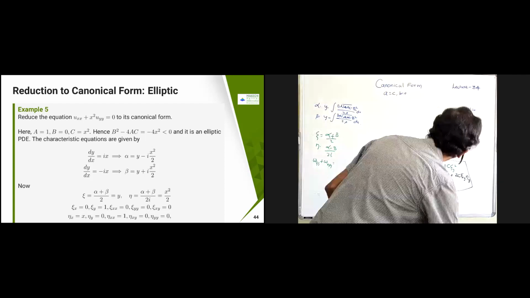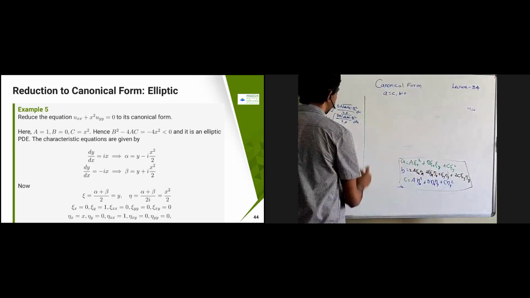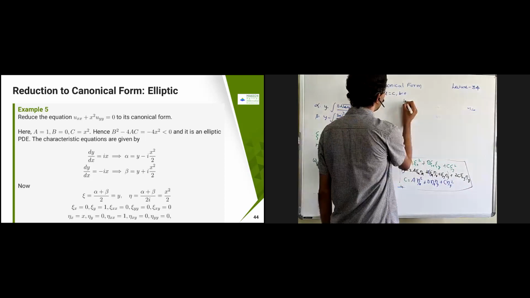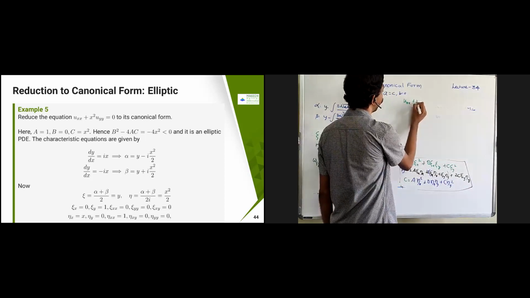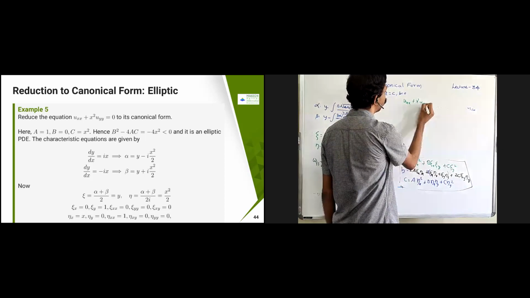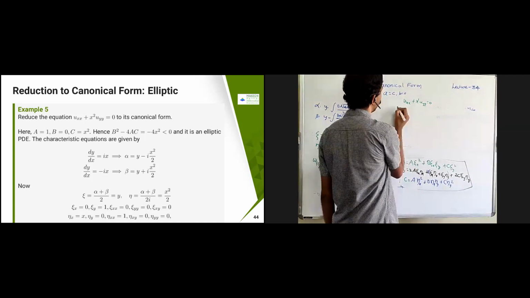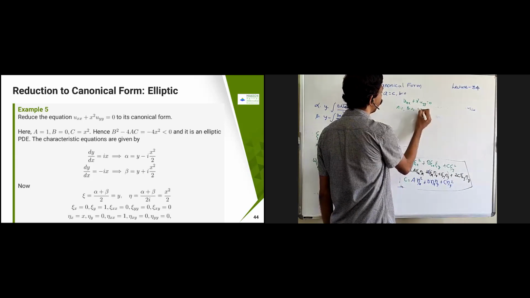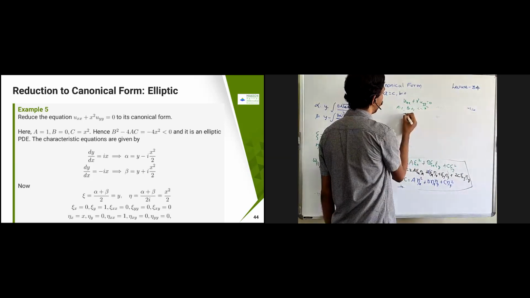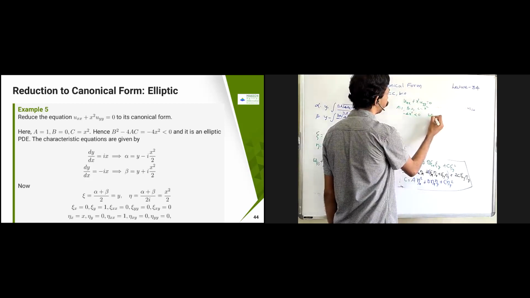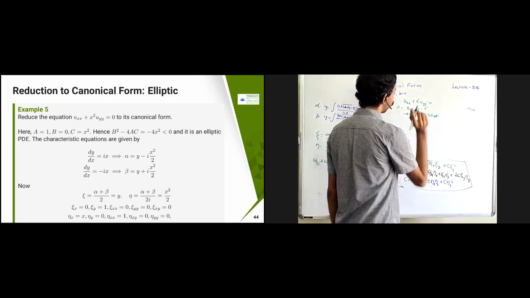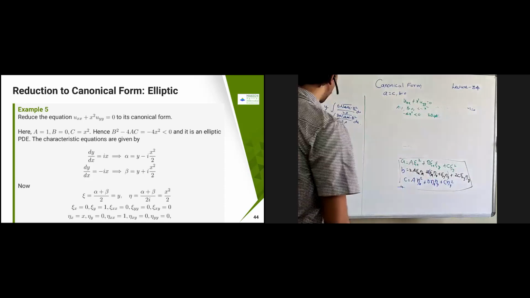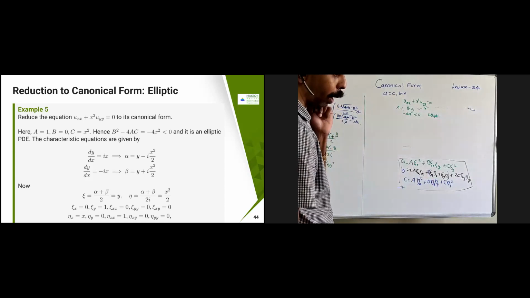Okay. So here I have a problem. u xx plus x squared u yy equal to 0. So here my a is 1, b is 0, and c is x squared, therefore minus 4x squared is going to come. This is less than 0, therefore it is elliptic. Okay, so I can apply the same thing, so I can find what my alpha, beta, etc. are.